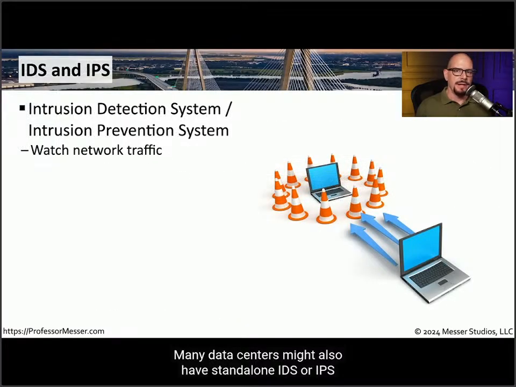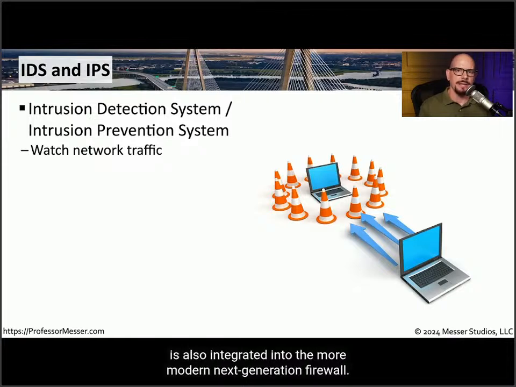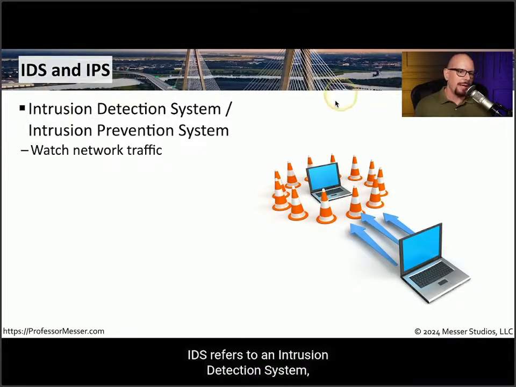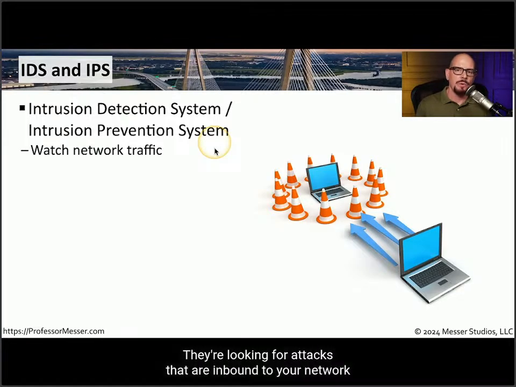Many data centers might also have standalone IDS or IPS devices, although much of that functionality is also integrated into the more modern next-generation firewall. IDS refers to an intrusion detection system, and the IPS refers to an intrusion prevention system. Both of these work in similar ways. They're looking for attacks that are inbound to your network and are able to identify, alert, and in many cases prevent that attack from gaining access to your network.